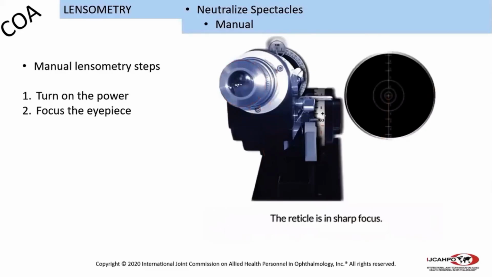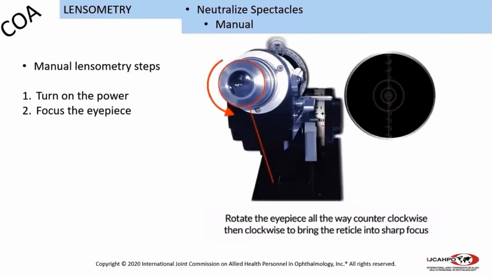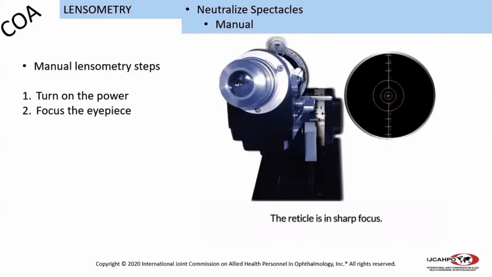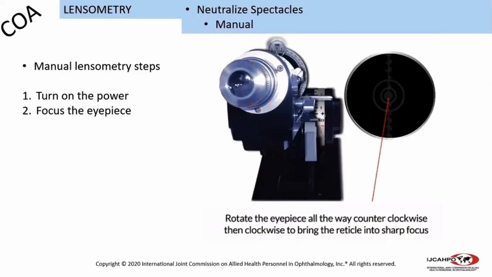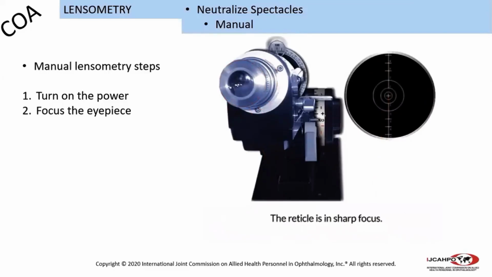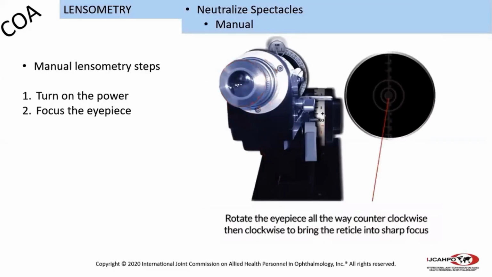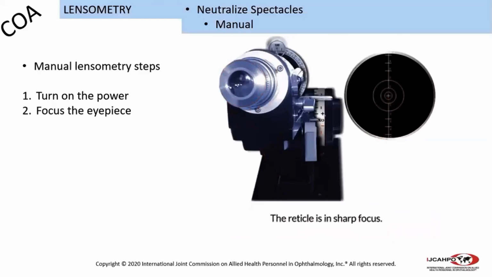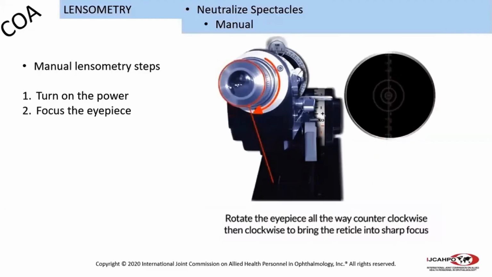Manual lensometry has a few steps. You turn the power on and focus the eyepiece first by rotating the eyepiece all the way counterclockwise until the mires are blurry, and then rotate clockwise until the reticle is sharp. So rotate counterclockwise until the mires are blurry, and then clockwise until the reticles are sharp and in focus, as pictured above.